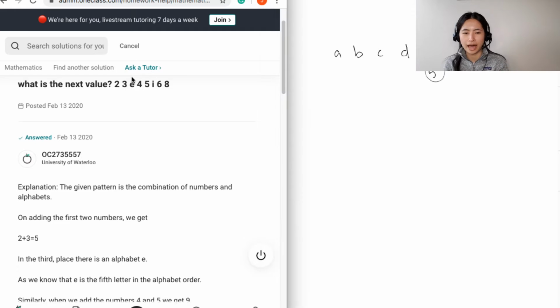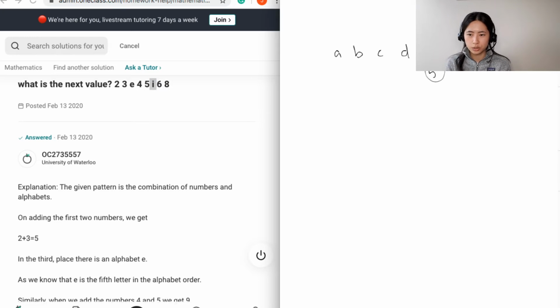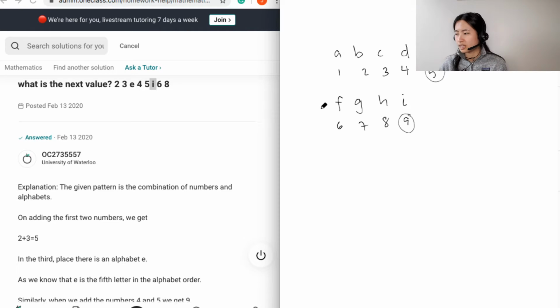So you kind of see a pattern over here, such that if you add 2 plus 3, that's going to be 5, so this is E. And with 4 plus 5, if you take the sum of two consecutive numbers, in this case 2 and 3, then 4 and 5, you know that I is supposed to be 9, the ninth letter of the alphabet. So maybe we can take a look at that. You have E, then F, G, H, I, so 5, 6, 7, 8, 9. So this is the ninth letter of the alphabet.